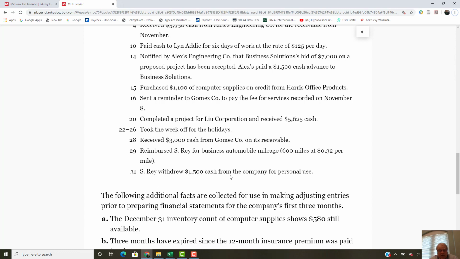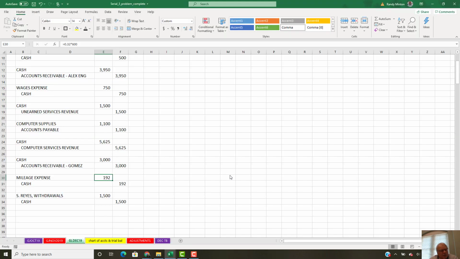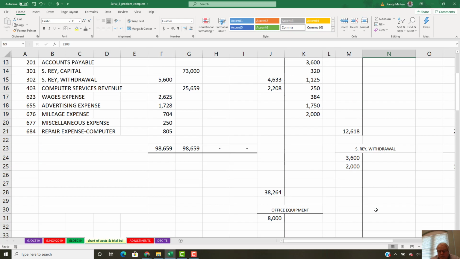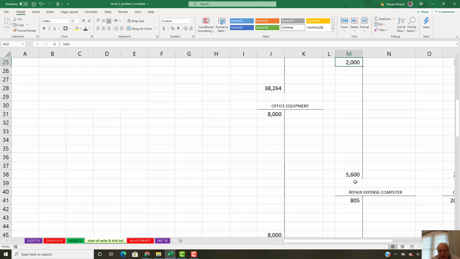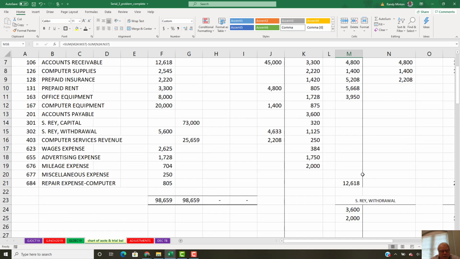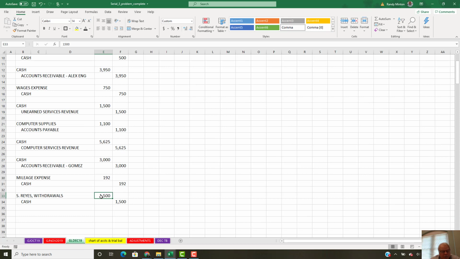S-Ray withdrew $1,500 cash from the company for personal use. And this is the same thing that we did in October and November. Withdrawals are part of equity. They are part of equity that make equity come down. We still have to track them, and that's why we continue to accumulate all of these. Again, let me pop over here to the notice that we have 3,600 and 2,000. So we're tracking these withdrawals so that we can properly account for them for tax purposes. And that's what we'll do with this one as well.